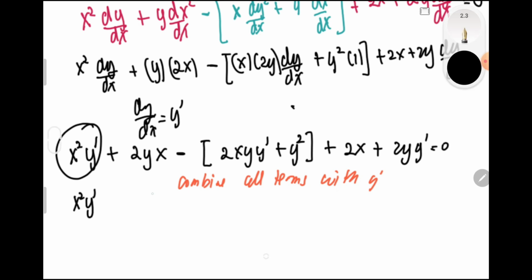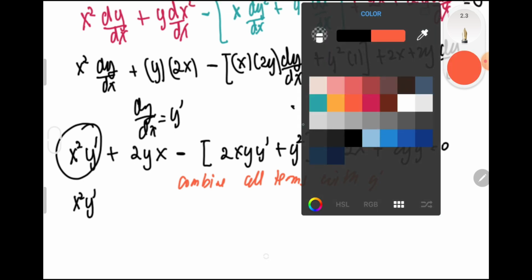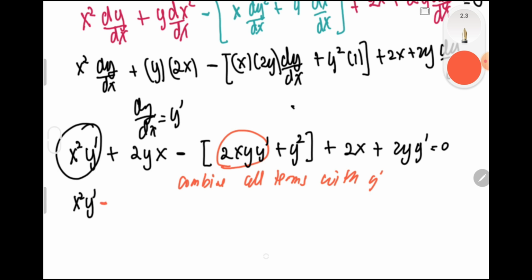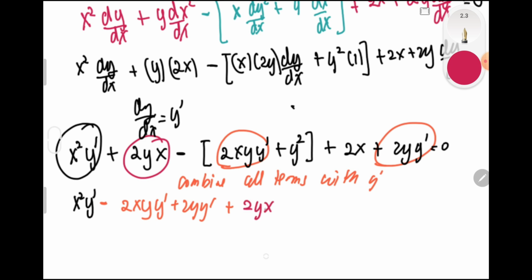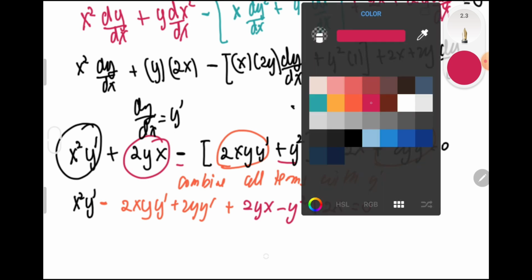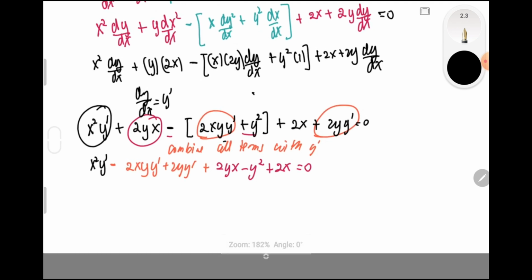so equals 0. I'll transpose this later. x squared y prime, and then of course we have negative 2xy y prime plus 2y y prime, so plus 2yx minus y squared plus 2x equals 0. And then after that, of course, we will transpose all the terms that have no y prime, and all the y prime terms will remain here.